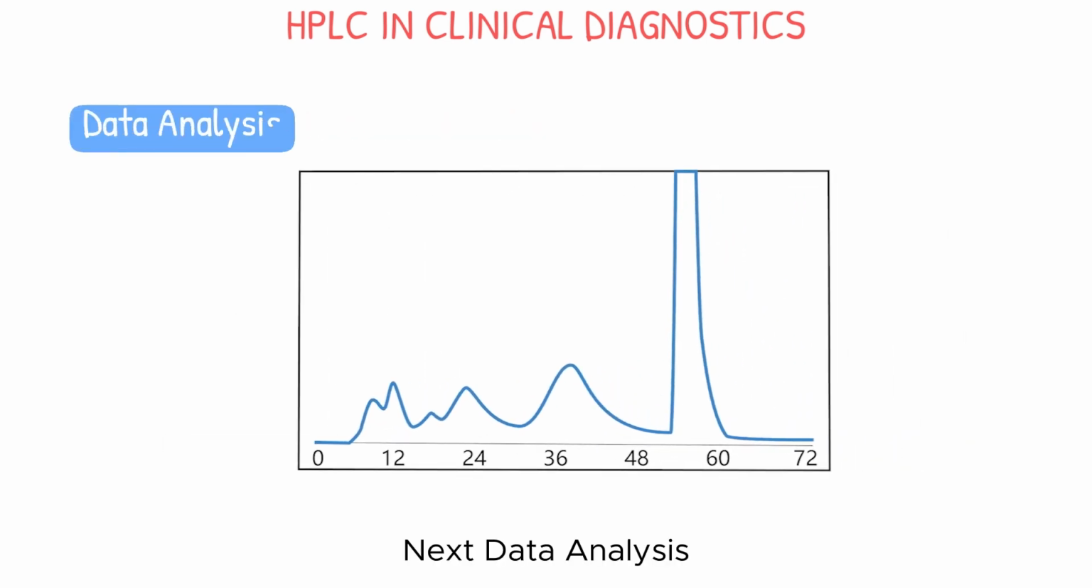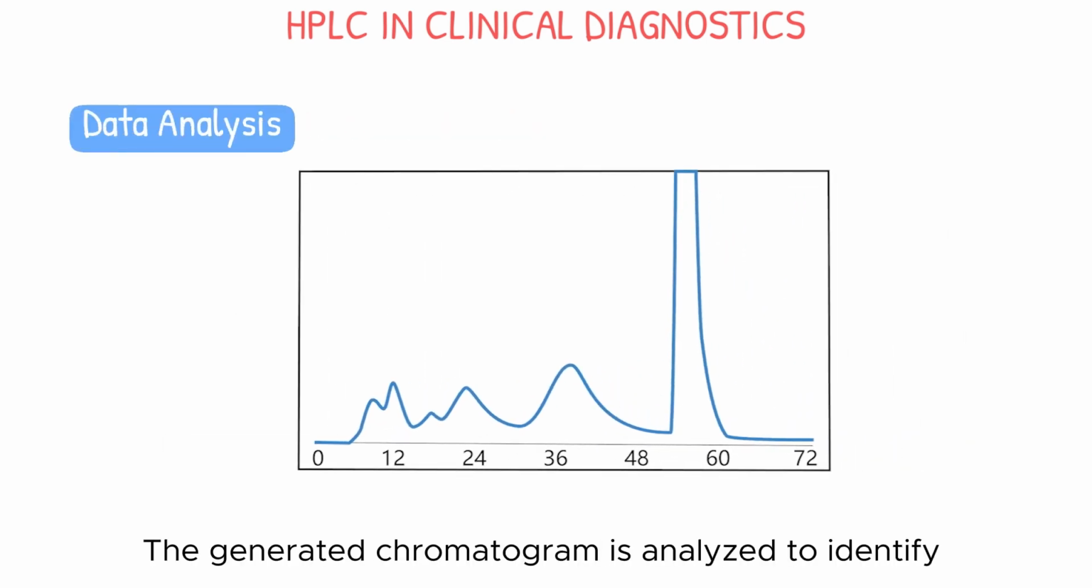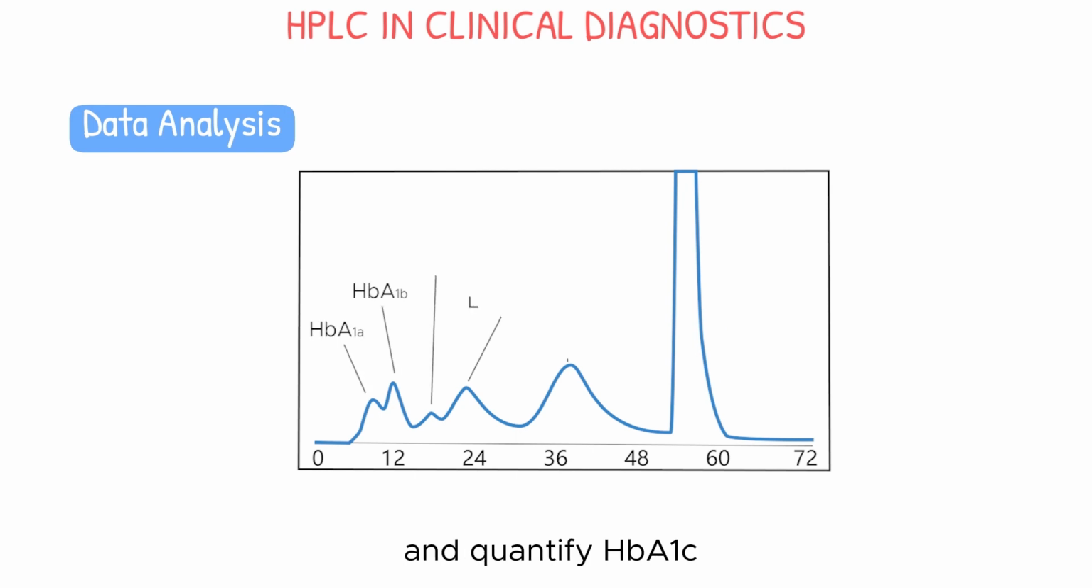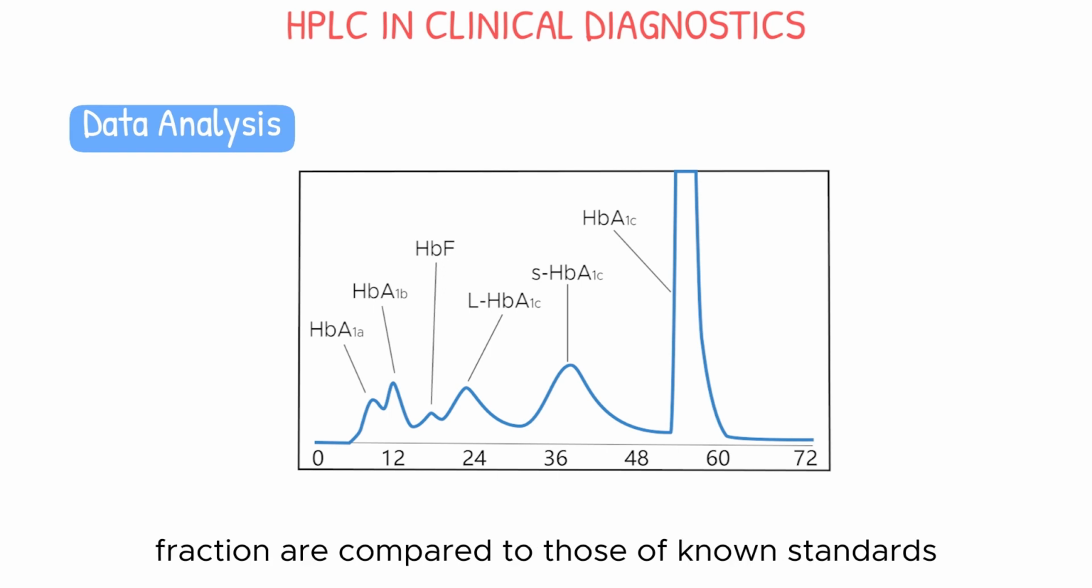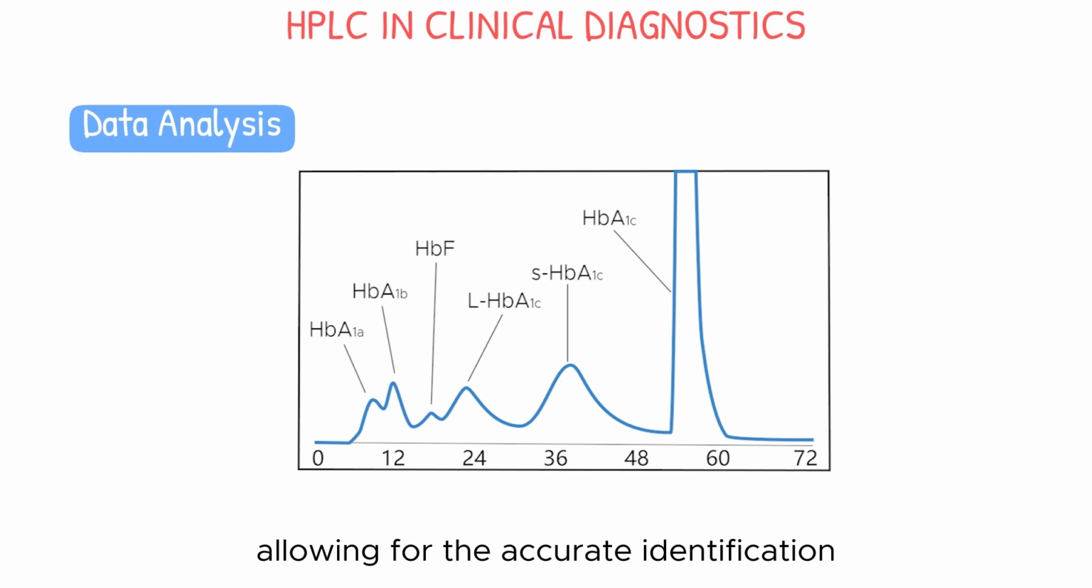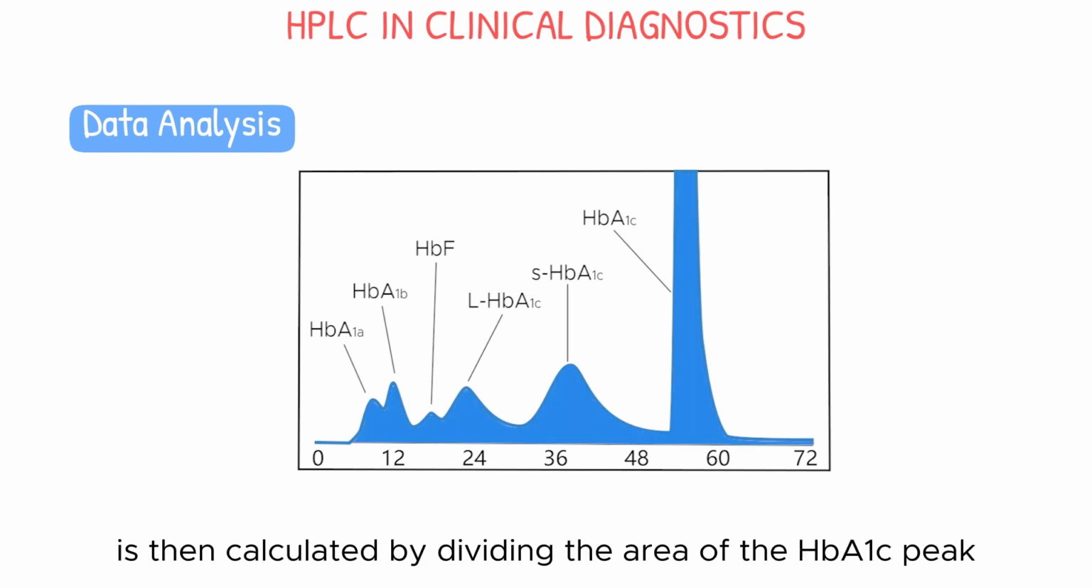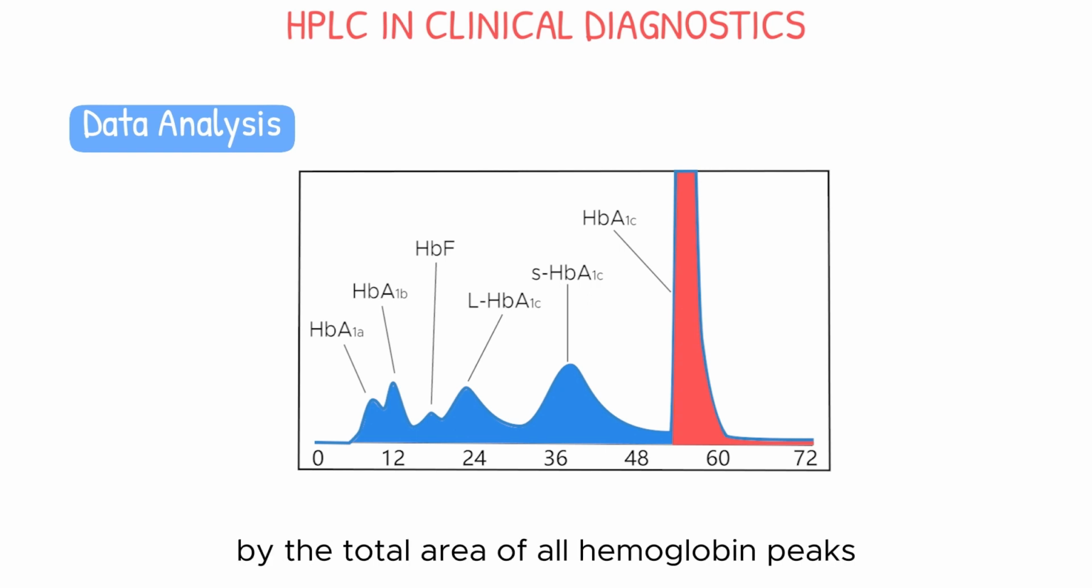Next is data analysis. The generated chromatogram is analyzed to identify and quantify HbA1c. The retention time and peak area of each hemoglobin fraction are compared to those of known standards, allowing for the accurate identification and quantification of HbA1c. The percentage of HbA1c in the sample is then calculated by dividing the area of the HbA1c peak by the total area of all hemoglobin peaks.